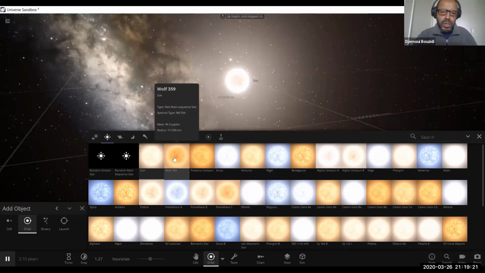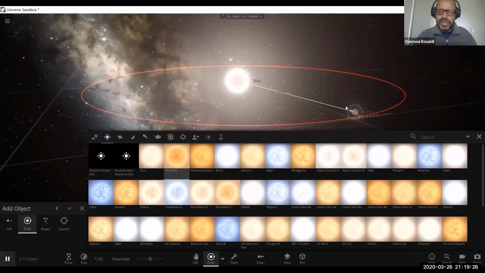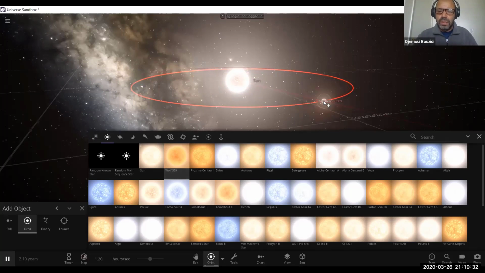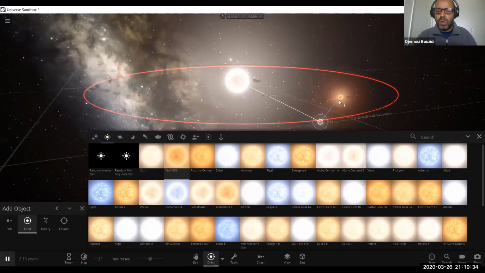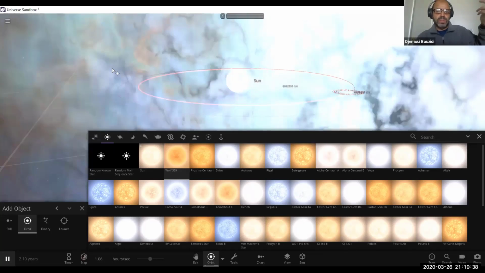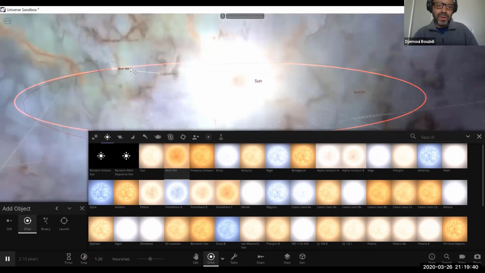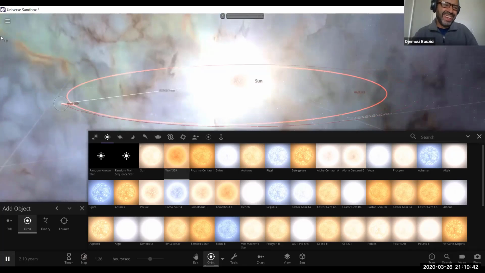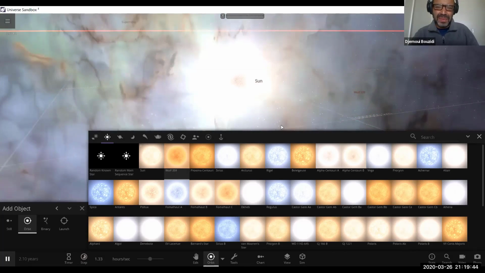This is a small star called Dwarf 359. I'm going to add it in here. First of all, you see the size of this star? The sun is a lot bigger than this star, okay? So this is going to orbit the sun. If I put it, now it went supernova. It exploded with the sun. Let me remove that, okay? Sorry. Okay. Let me start the animation again, okay?